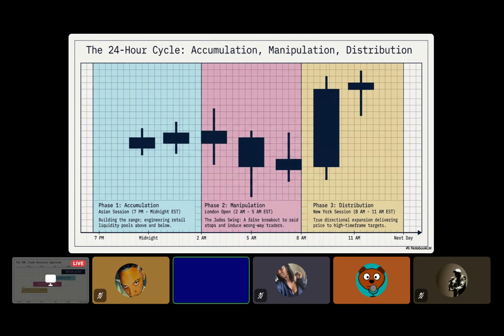And then phase three is distribution, which is that expansion we're looking for, the true directional expansion, delivering price to high time frame targets. And this is where I would draw my Fibonacci retracement tool from the bottom to the top, and then wherever the 62, 705, or 79 points are, I will go ahead and enter into a trade at those points. That would literally be it for that trade, and then I would move on to the next trade.